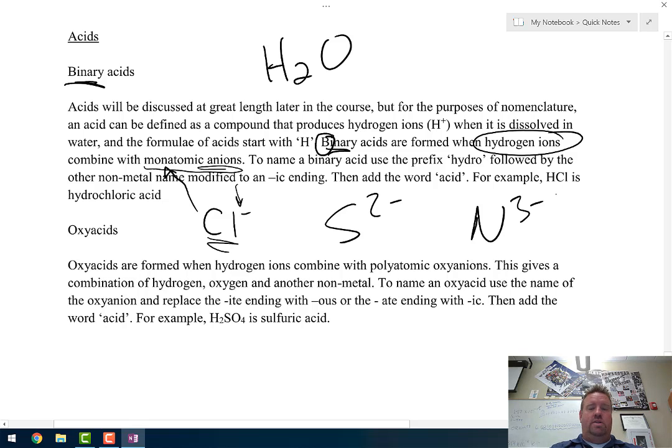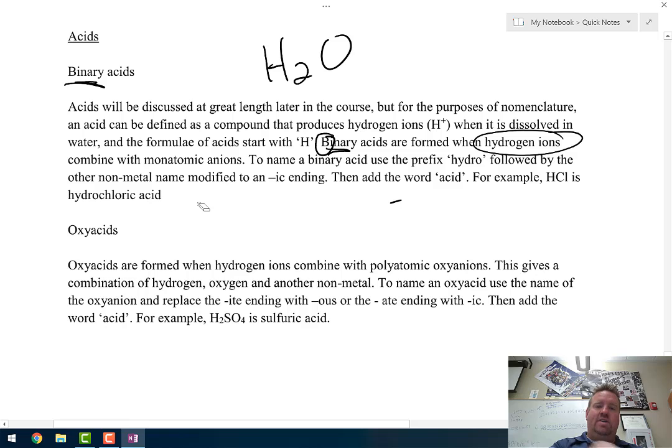Okay, what's not a monoatomic anion is something like sulfate, SO4 2 minus. See how that's made up of multiple atoms? Okay, that is not a monoatomic. That's a polyatomic ion there. So to name a binary acid, we do use the prefix hydro. For every single binary acid, we're going to use the prefix hydro at the very beginning. And what that does is that distinguishes a binary acid from an oxyacid. Oxyacids do not use the prefix hydro at the beginning.